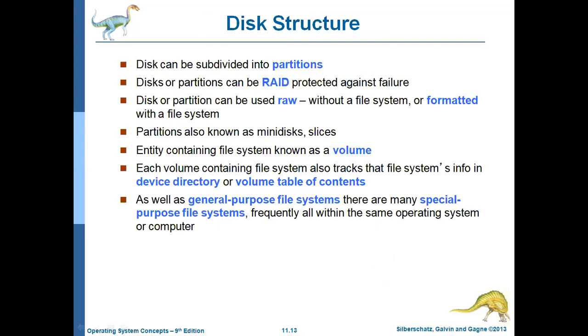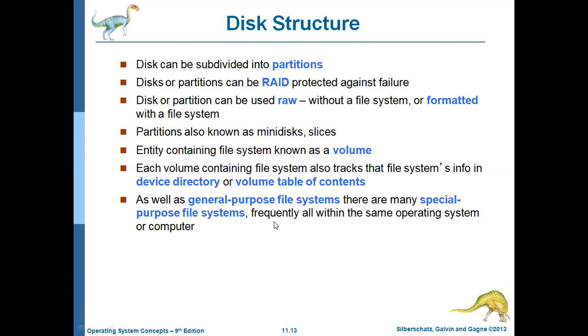Let's look at the disk structure. A disk can usually be divided into partitions, and partitions can be protected against failure. A disk or partition can be used raw, without a file system, or formatted with a file system. Partitions are also known as minidisks, slices, and other names. An entity containing a file system is known as a volume. Each volume containing a file system also tracks that file system's info in a device directory or volume table of contents.